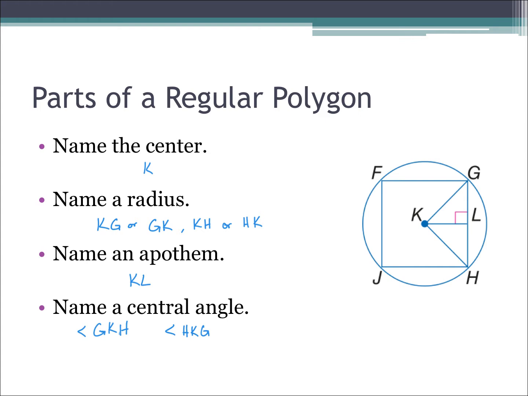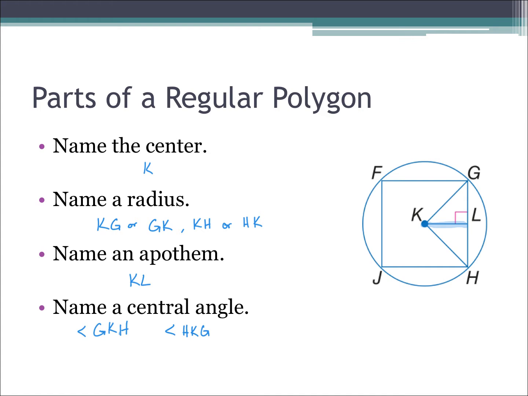And here is the picture labeled. In this case, our regular polygon is a square that has been inscribed in a circle. Your radius is the line that goes from the center to the edge of the circle, which would be KG or KH, or you could flip those letters and do GK and HK, it doesn't matter. The apothem is still the line that goes from the center to the side of the polygon and forms a right angle.